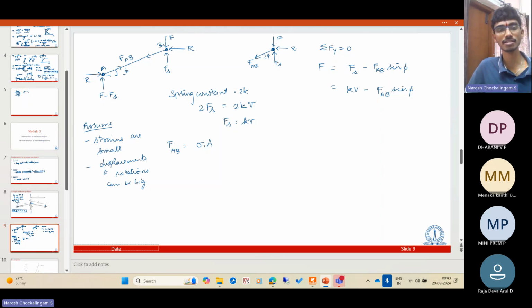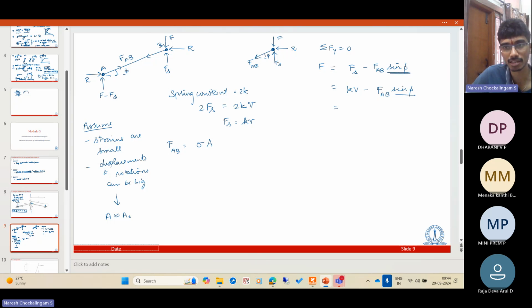So this assumes that the strains are all small, while displacements and rotations can be big in general. What does this mean? When FAB is getting compressed, the cross-sectional area will increase a little bit due to Poisson's effect, but you can ignore all that and say A is approximately the original A naught. So yes, the sin phi is important.